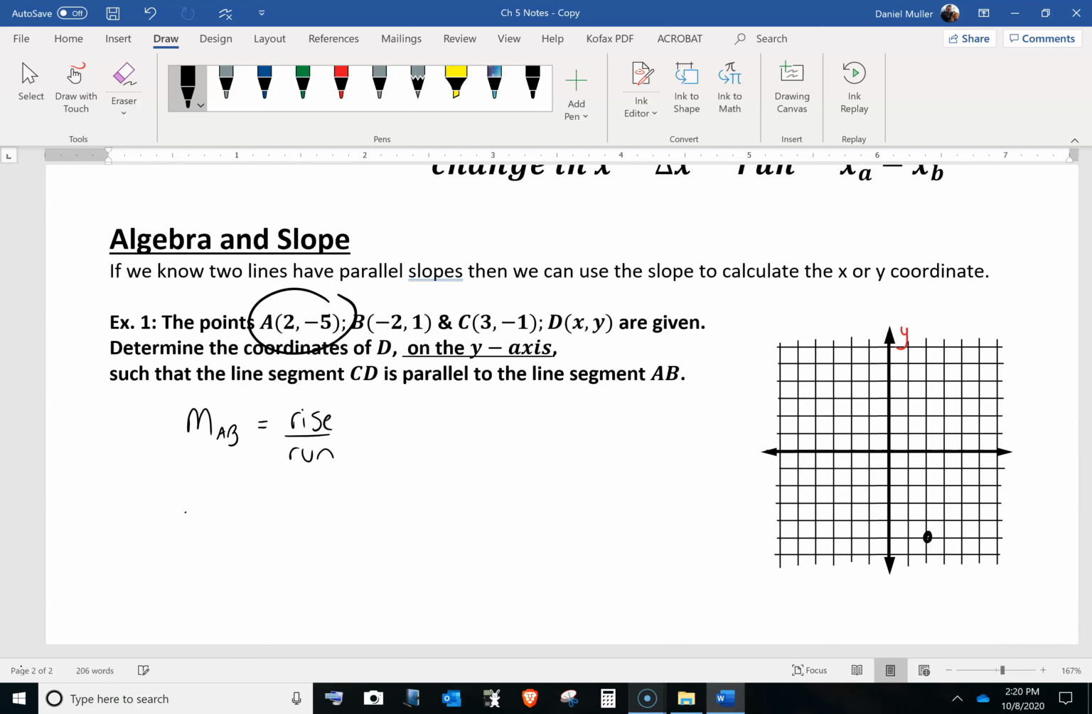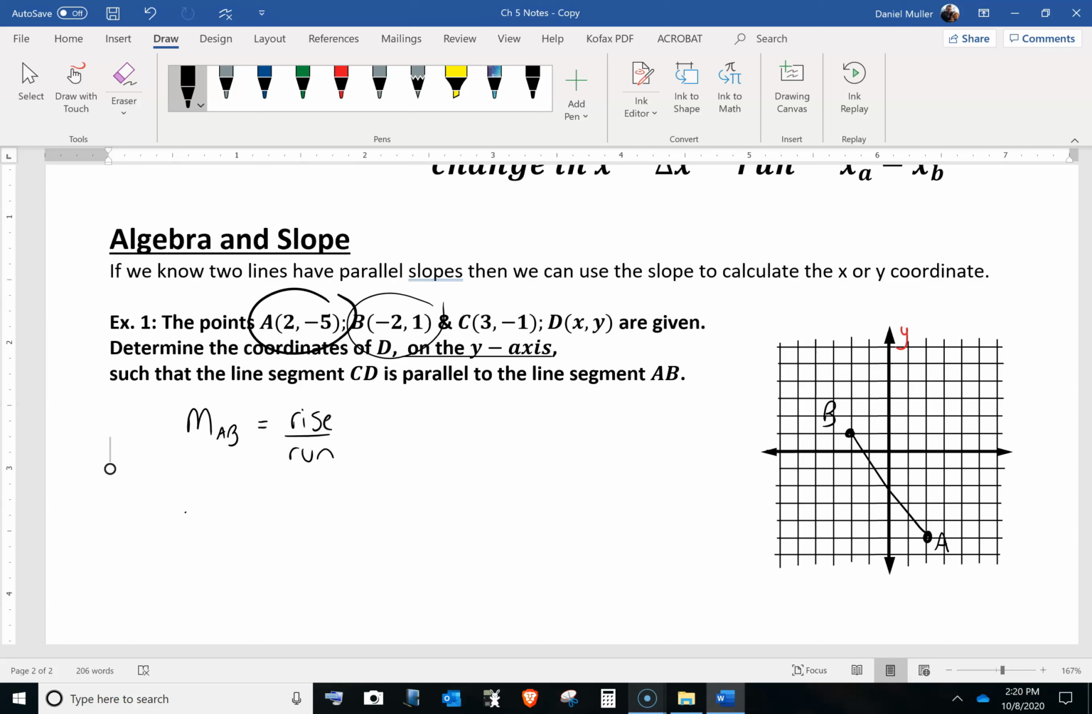That is our A. Now this program is very buggy right now, so we'll see what happens here. B is negative 2 comma 1. So I'm going to go over 2, left 2, and up 1. Remember, negative means left, and then positive is right, and negative is down, positive is up. Okay, so that's our line AB. We can connect those. And we need to create a parallel line CD.